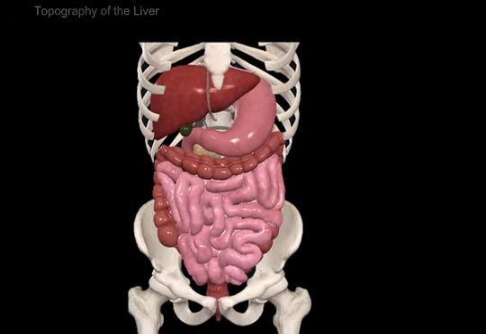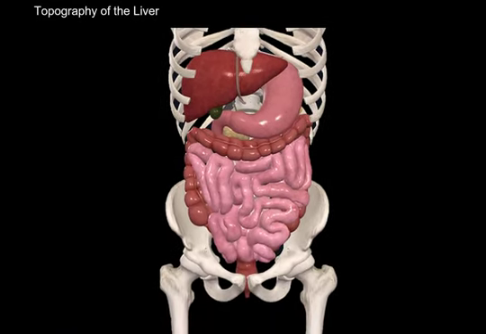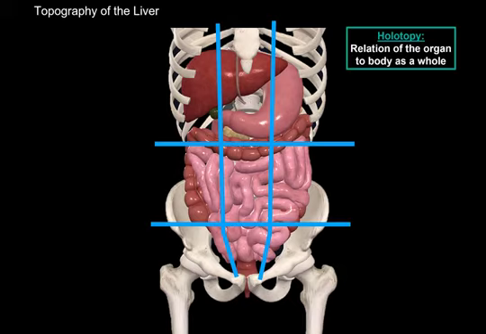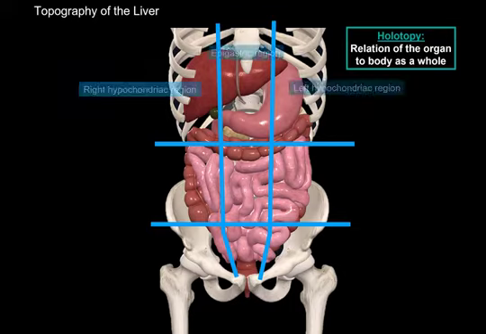Now, as always, looking at the anatomy of an organ, I like to start with the topography to have the orientations in our head. If we add the lines and look at the holotopy, meaning the liver's position in relation to the body as a whole, the liver actually covers the whole upper level of the abdominal cavity within the ribs. You will find it in the right hypochondriac region, the epigastric region, and then you will find it extending to the left hypochondriac region.